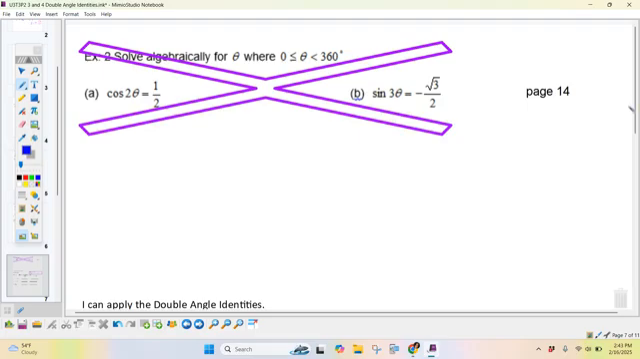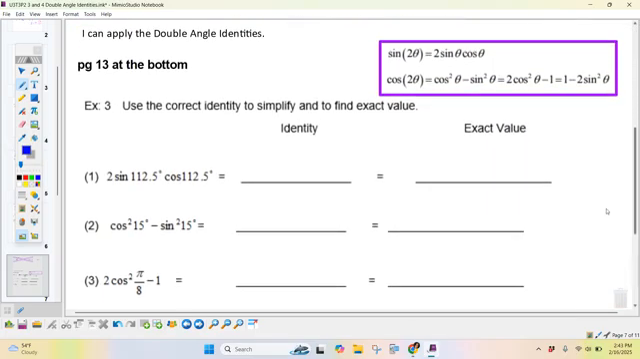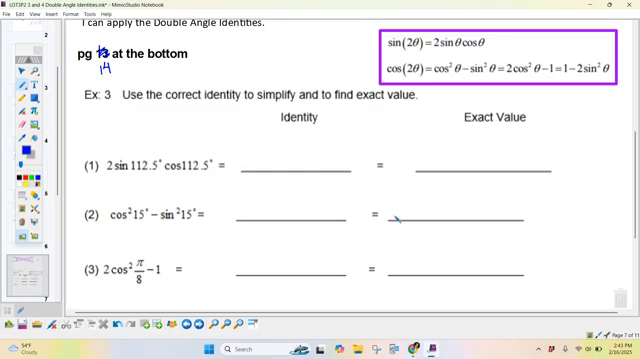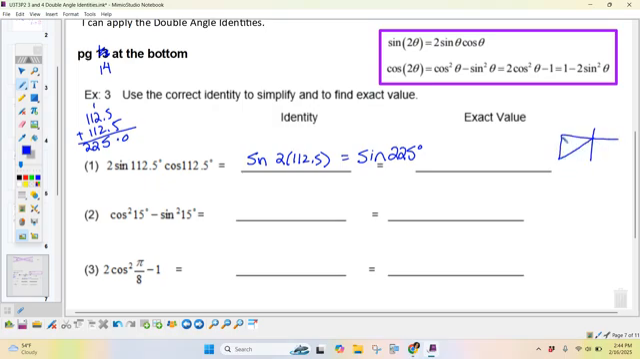We're going to skip this top part of page 14. If you look down at the bottom, we're going to condense the left side and then use that simplified formula to find the exact value. So matching this, I notice it is in this format. So I can condense that to sine 2 times theta. So 112.5 doubled. If you don't want to multiply, you can add. 225 degrees. So the exact value, that puts me in quadrant 3 with a 45-degree reference angle. So the sine of this picture is -1/√2.